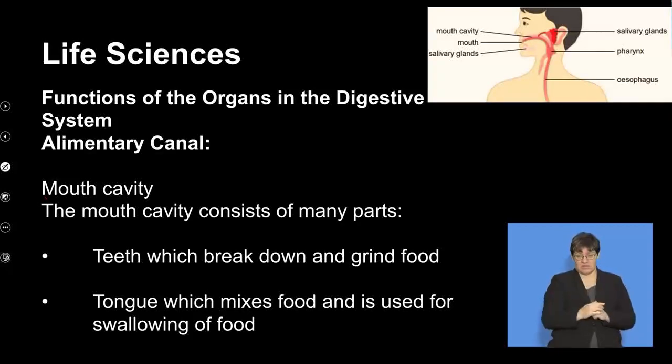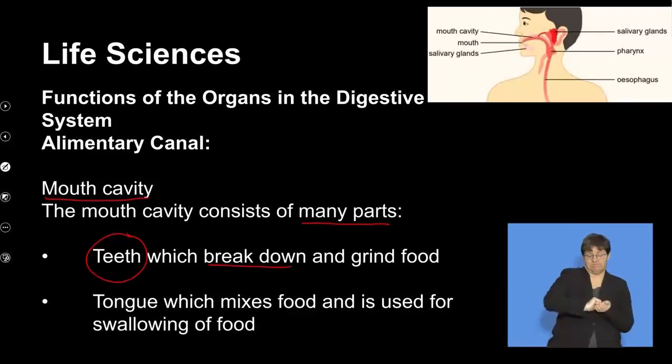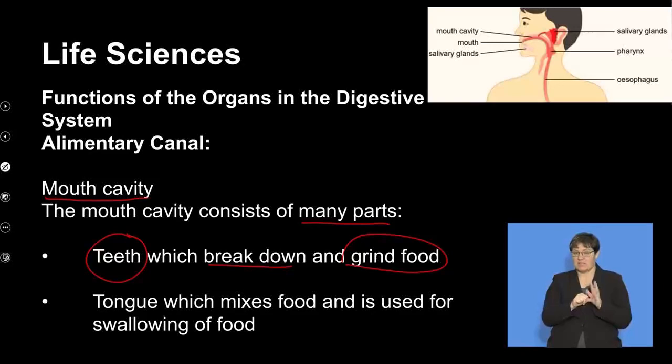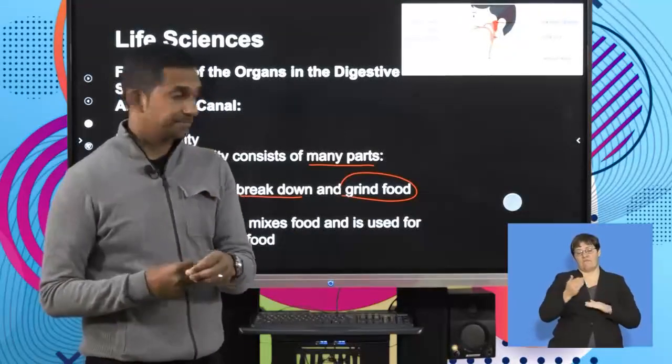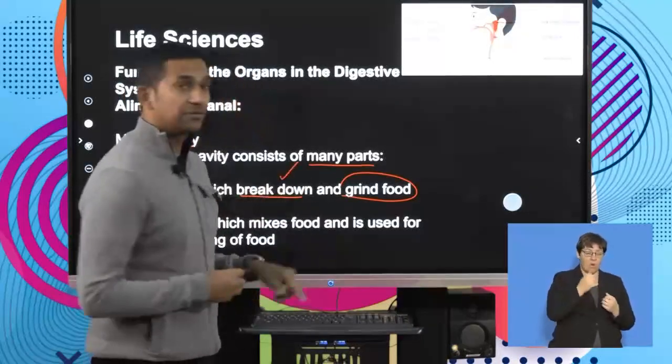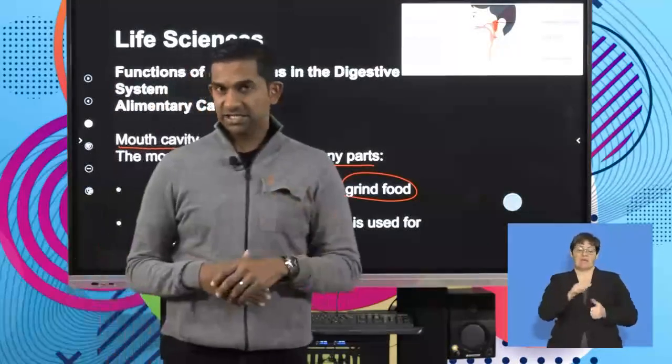So when we talk of the mouth, the cavity consists of many parts, right? So when we talk about it, we have the teeth which are present, and they're basically there to break down and to grind the food. And that we see significantly important in chemically allowing the food to be able to digest faster. So the more we chew our food, the better the chemical digestion takes place.